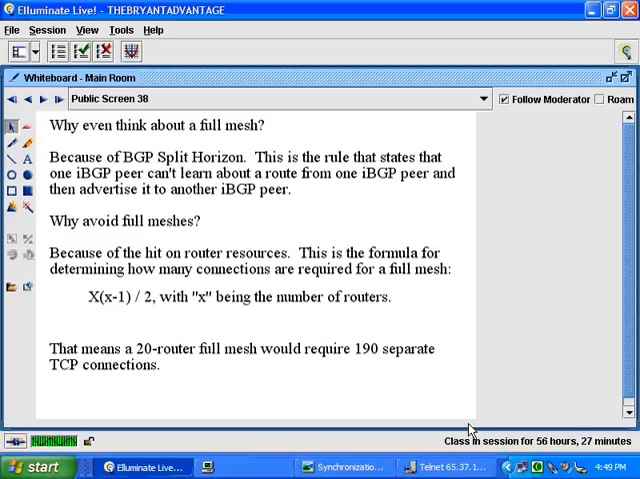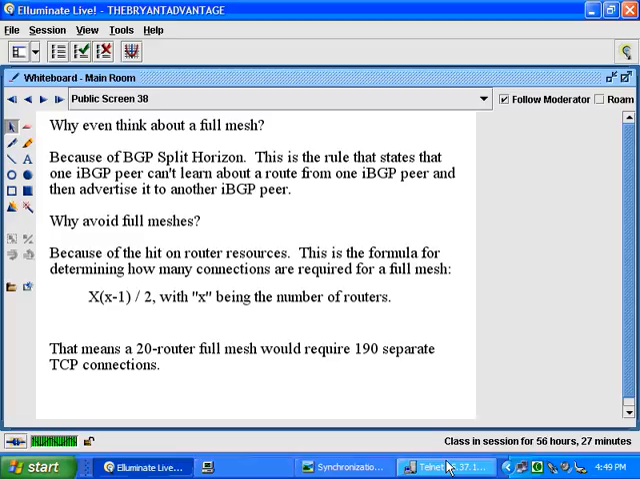And here, the formula is x times x minus 1, then divide that by 2, with x being the number of routers involved. So that means that a full mesh with just 20 routers in it, you're looking at 190 separate TCP connections. Because you've got 20, put in 20 for the x, both places. 20 times 19 is 380. We divide by 2, 190. That is a lot of connections.